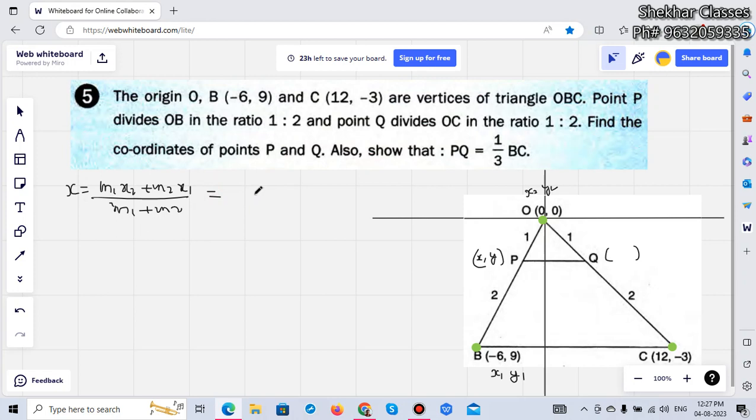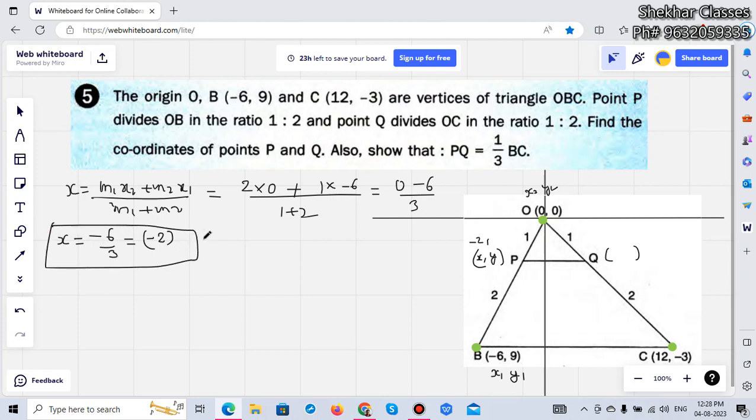So what will happen in it? That is 2 into 0 plus 1 into minus 6 upon 1 plus 2. This will give you 0 plus minus 6 upon 3. So X is equal to minus 6 upon 3, so X is equal to minus 2. So we have got this as minus 2. Now we have to find Y also. Same way we can find Y.